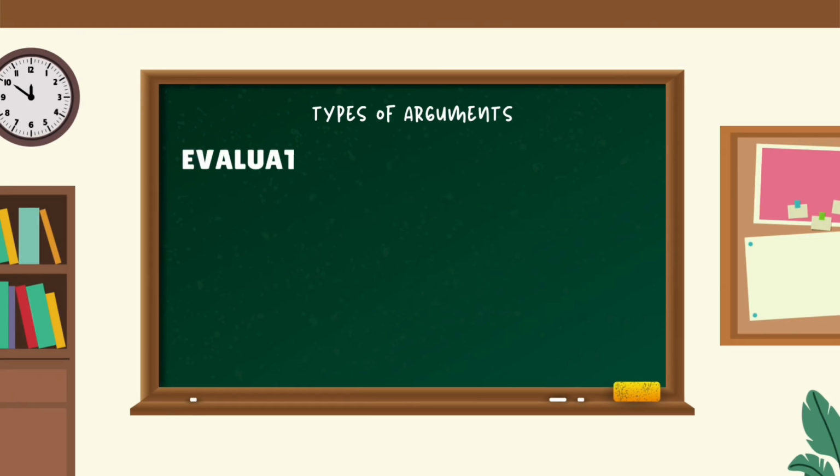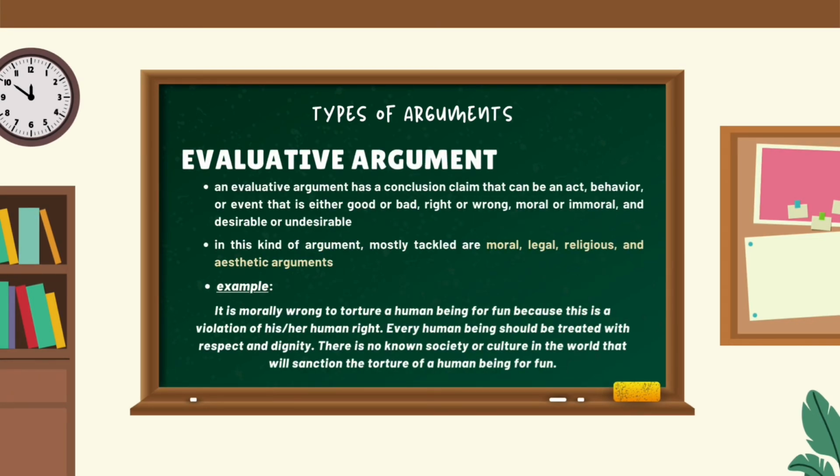Now for the third type of argument, we have the evaluative argument. An evaluative argument has a conclusion claim that can be act, behavior, or event that is either good or bad, right or wrong, moral or immoral, and desirable or undesirable. And this kind of argument mostly tackled are moral, legal, religious, and aesthetic arguments. Example statement: it is morally wrong to torture a human being for fun, because this is a violation of his or her human right. Every human being should be treated with respect and dignity.